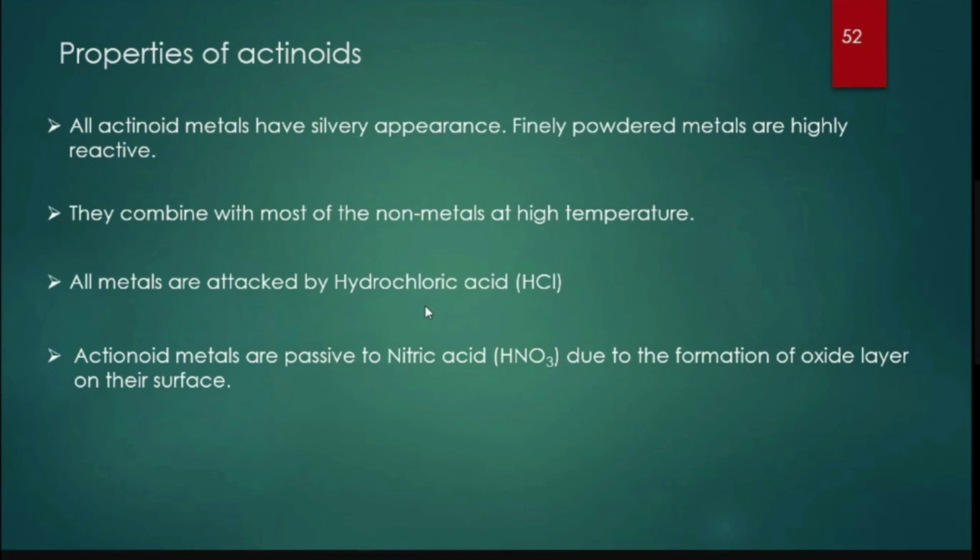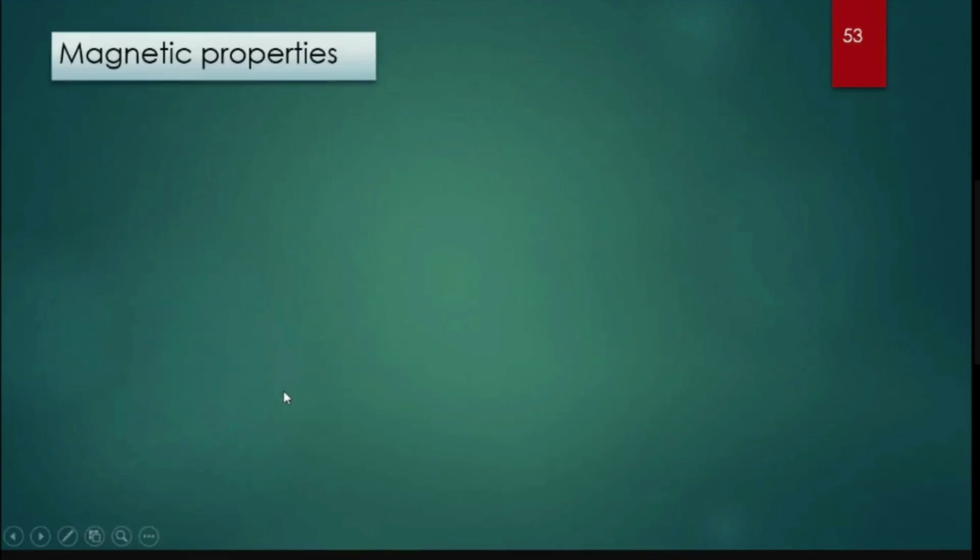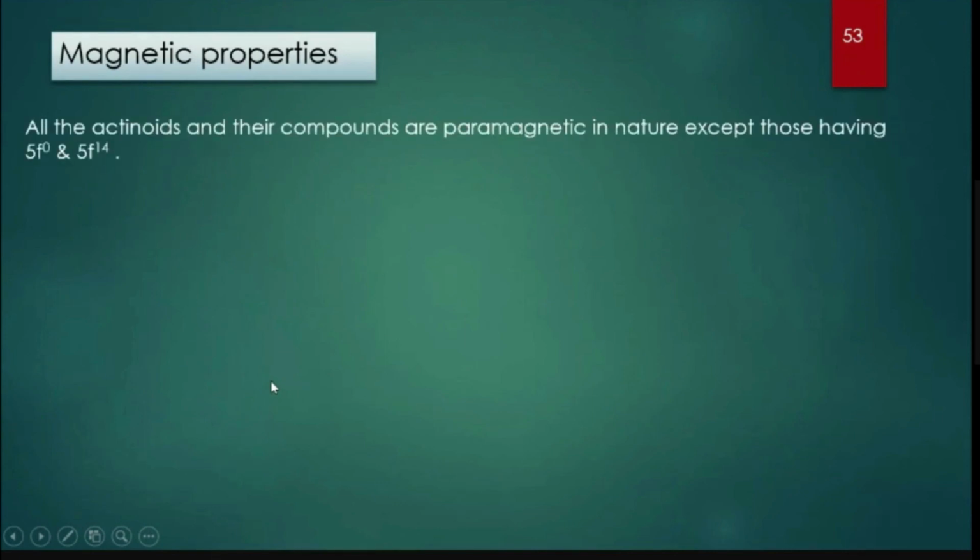What are the properties of actinides? They do not react with nitric acid, which is due to the formation of an oxide layer on their surface, which is due to their interaction with oxygen. As soon as they react with oxygen, there is a formation of an oxide layer on their surface, which does not allow them to react with nitric acid. This is about the properties of actinides.